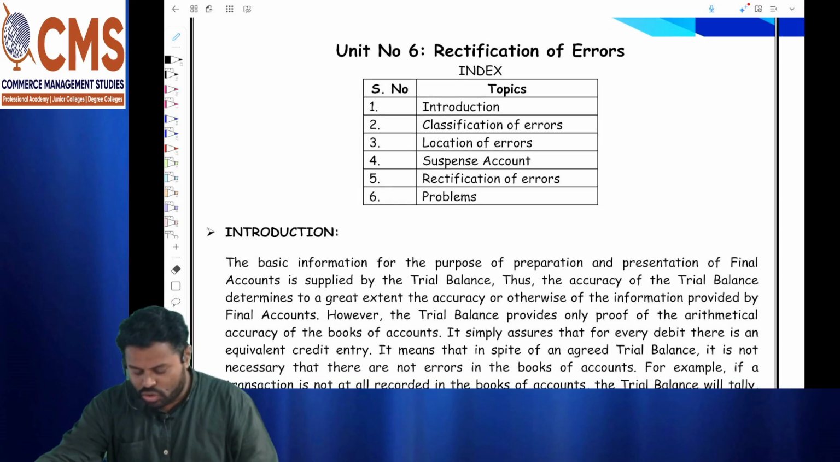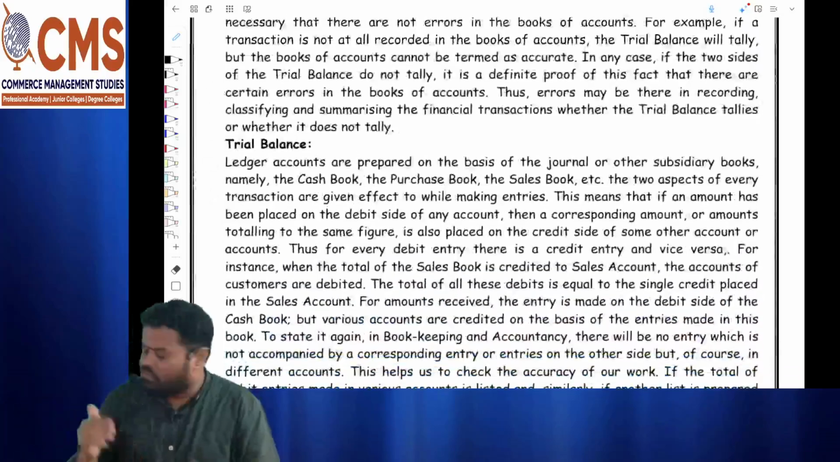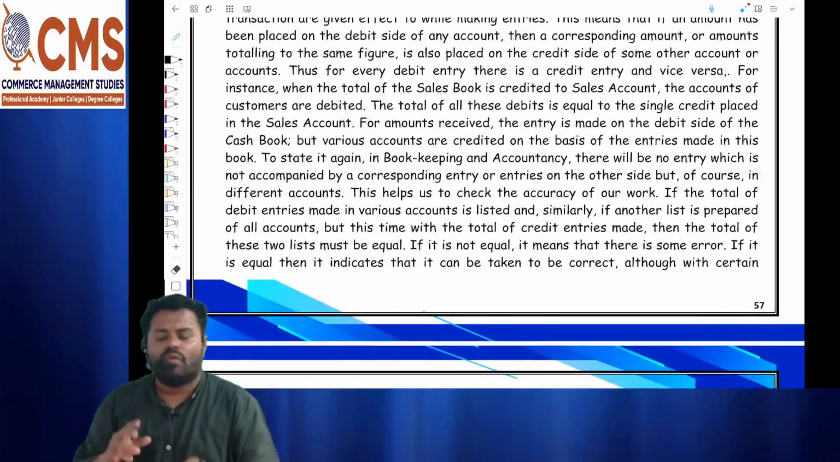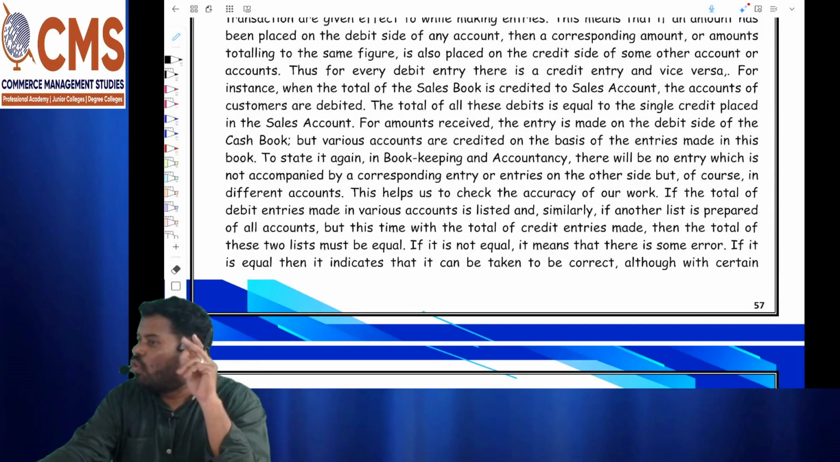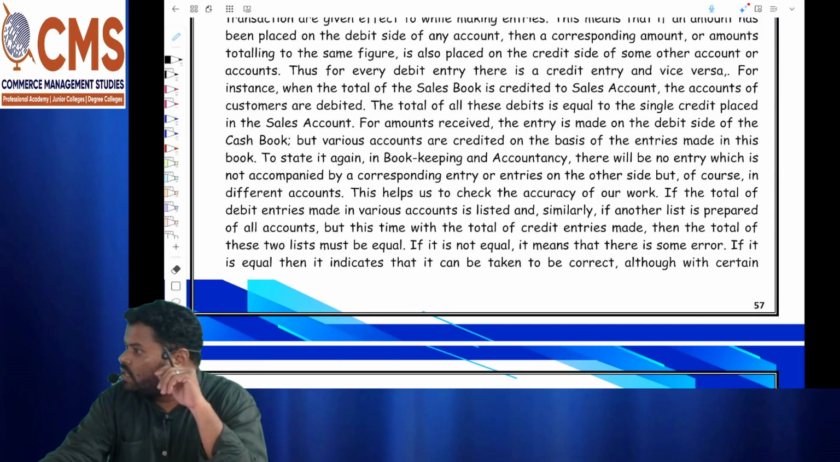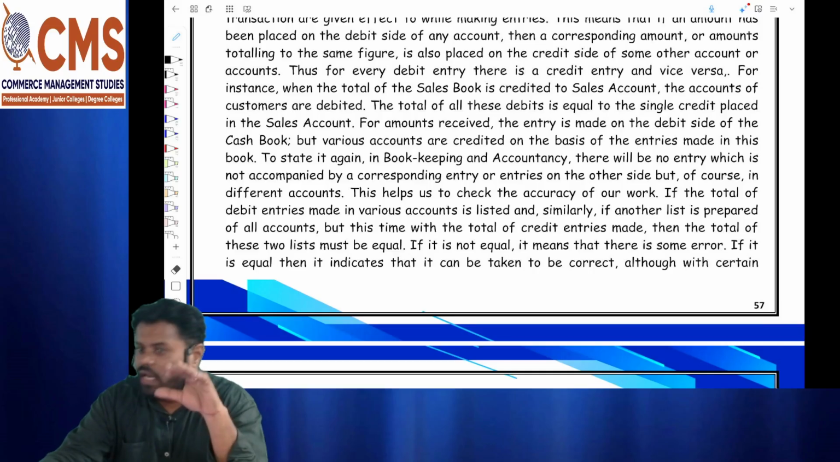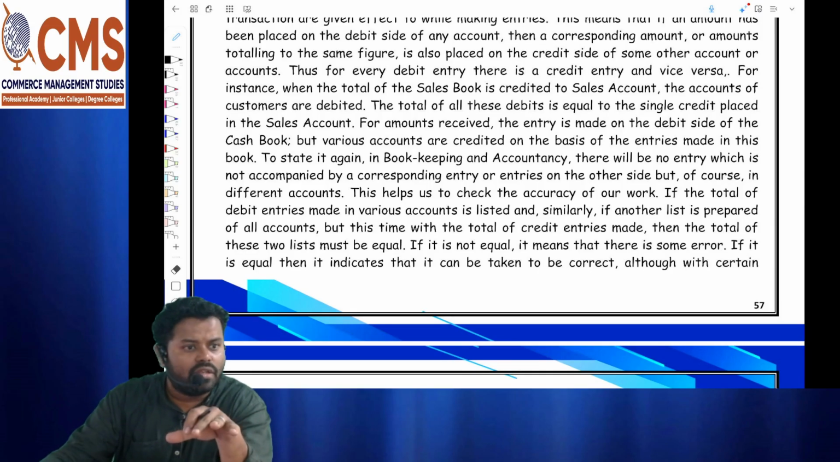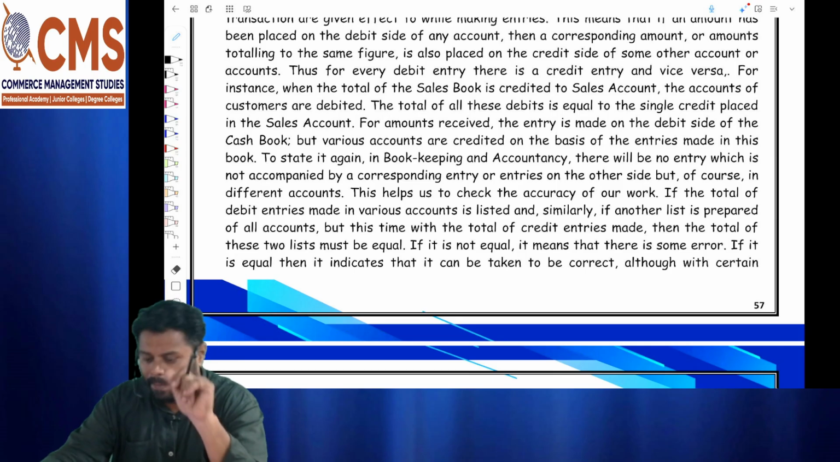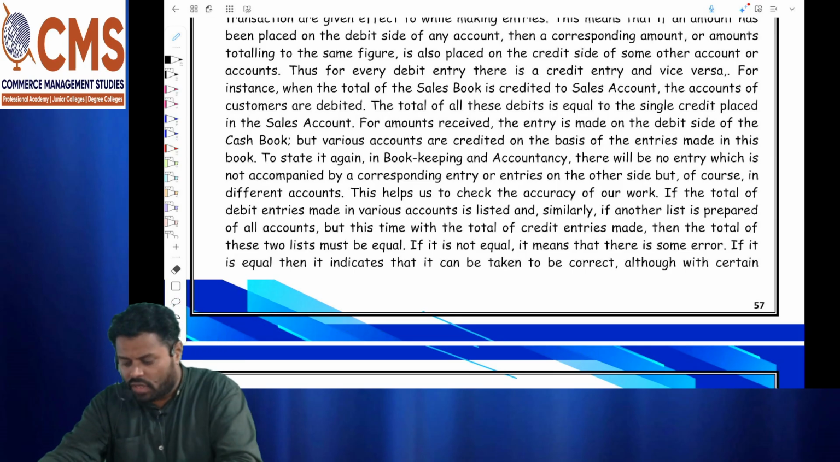Right, rectification of errors. Before getting into this, I've included a lot of theory. You have to understand 2 tables, focus on those 2 tables, and write the tables along with me. Once I say the table is over, you have to write that in your notes. Now, what is the first table that we are looking at?